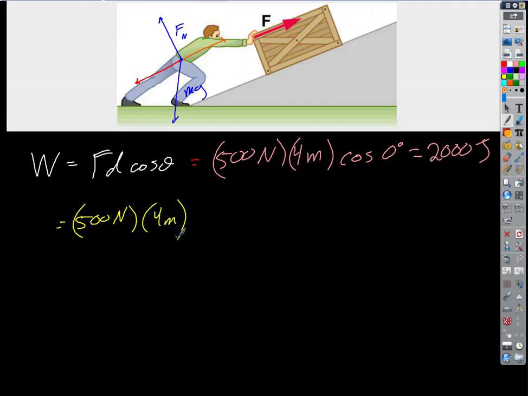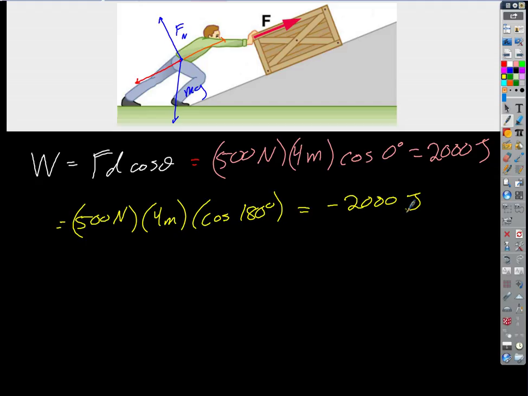But what's the angle between the direction of the force acting on the person due to the crate and the displacement? Right? The crate is pushing on the person. It's 180 degrees, right? Because he is being displaced up the ramp with the crate, right? So we're going to take the cosine of 180 degrees, which is negative 1. And so we get back an answer of negative 2,000 joules, right?